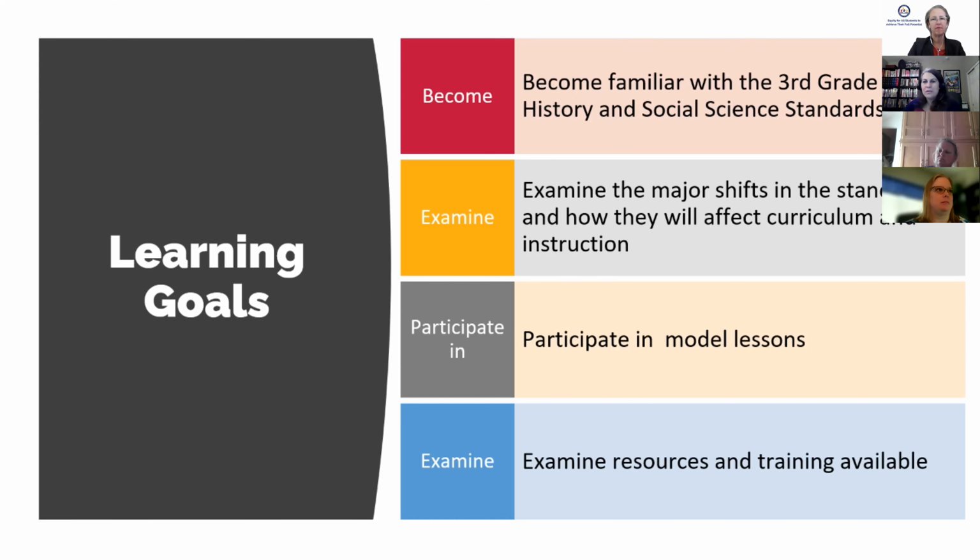So our learning goals for today are to become familiar with the third grade 2018 history and social science standards, examine the major shifts in the standards and how they'll affect curriculum and instruction. We'll have you participate in some model lessons and then examine lots of resources and even continuous training that's available to you at no cost throughout the year.